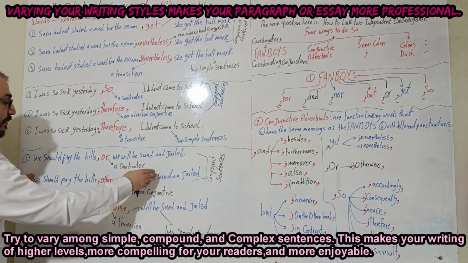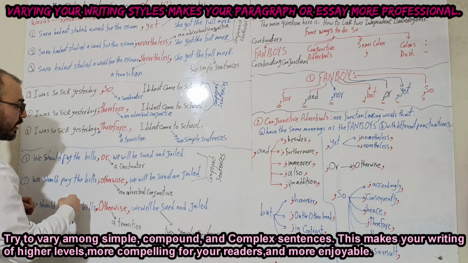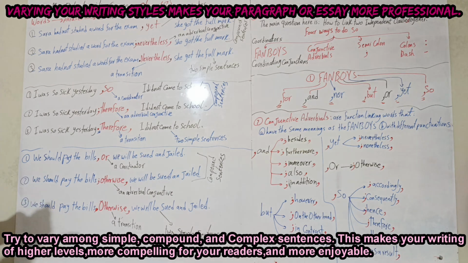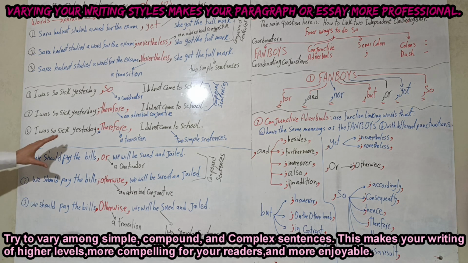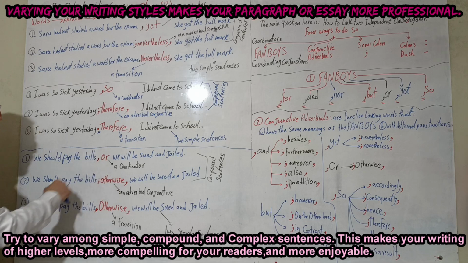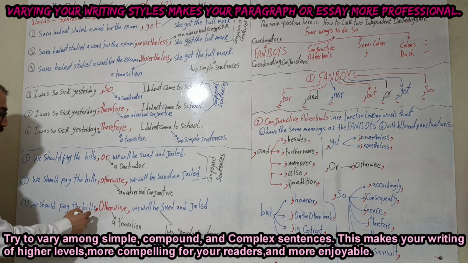Again, my friends, we have a compound sentence which includes two independent clauses linked with an adverbial conjunctive, or a conjunctive adverbial. Again, my friends, they have the same meaning with different punctuation. And for the third sentence here, my friends, I used a full stop. We should pay the bills. I use the full stop.